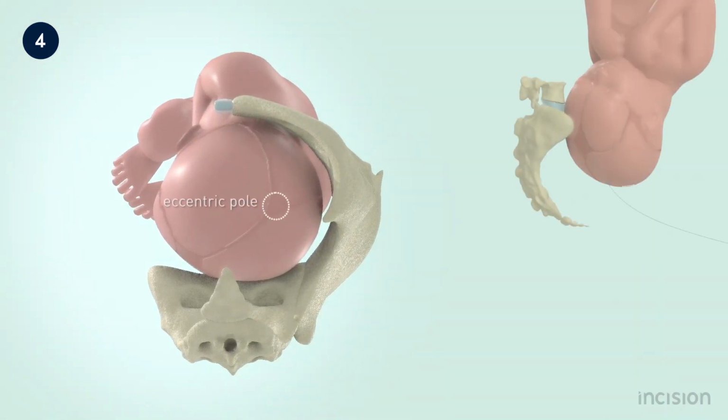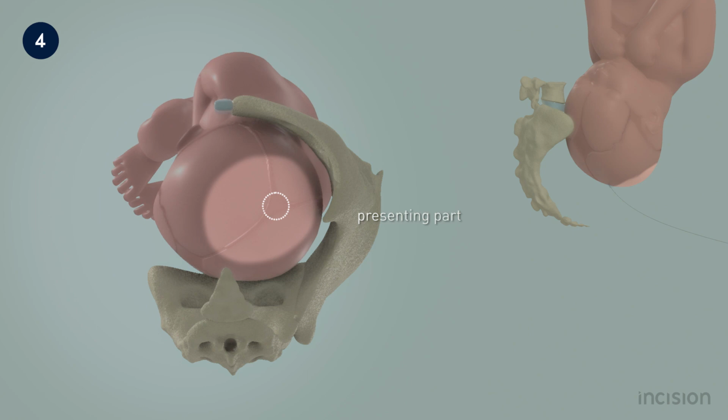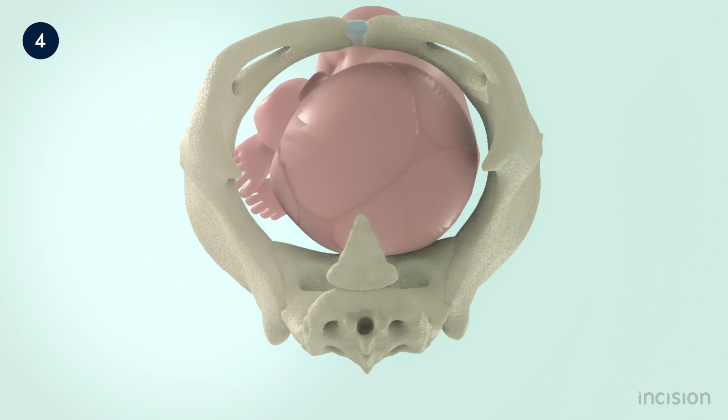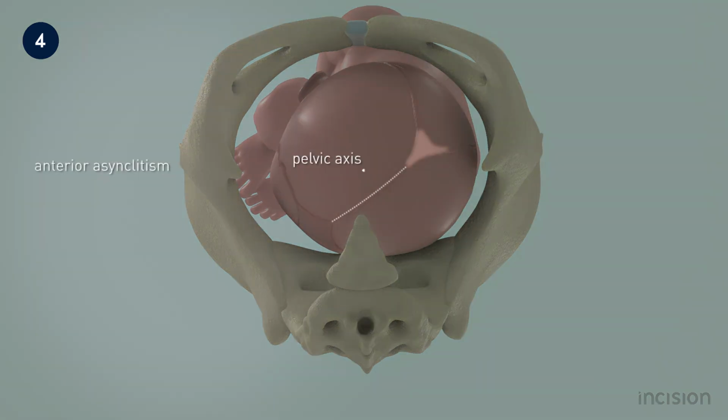The eccentric pole develops since there is a part of the presenting part that lies outside the pelvic axis and lies deeper than the part that lies inside the pelvic axis, as seen here. The head has now passed the promontory completely, resulting in an anterior asynclitism of the fetal head. During a vaginal examination, the sagittal suture will be felt posterior of the pelvic axis. The posterior fontanelle has come to lie closer to the pelvic axis.